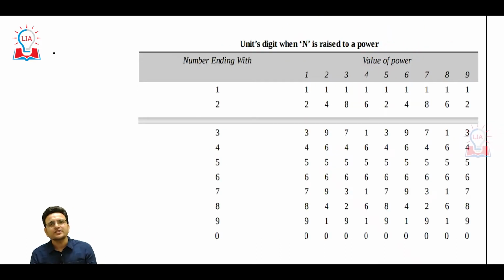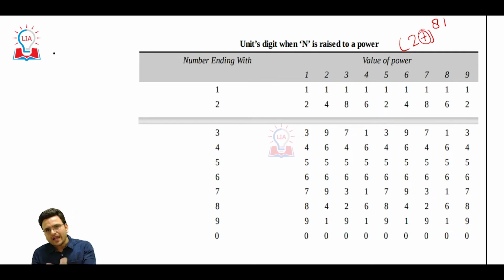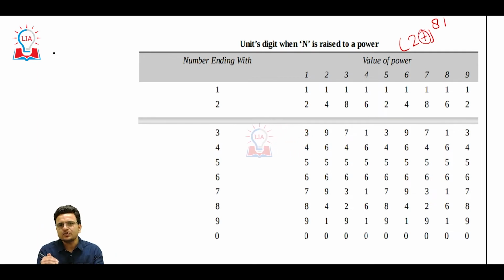Another type of question is a little complex, where the question is given in power format, like when we talk about 27 to the power 81, what can be the answer? When we talk about the last digit of any given number, it can be 1 2 3 4 5 6 7 8 9 or 0.